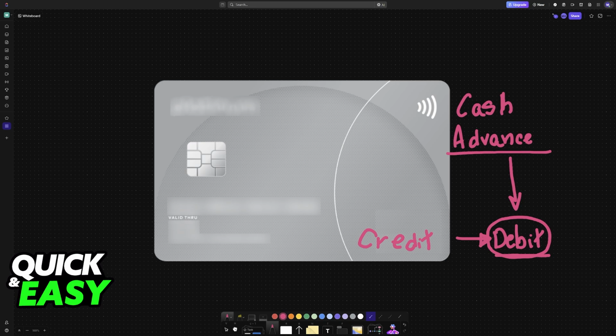This fee is charged immediately, and unlike regular credit card purchases, interest on cash advances starts accruing immediately from the transaction date. There is no grace period, and the APR for cash advances is usually higher than your regular purchase APR. So you should try to avoid this unless you need it immediately.